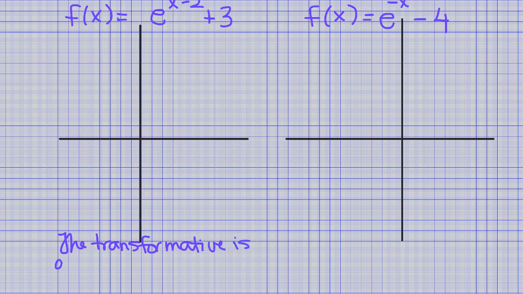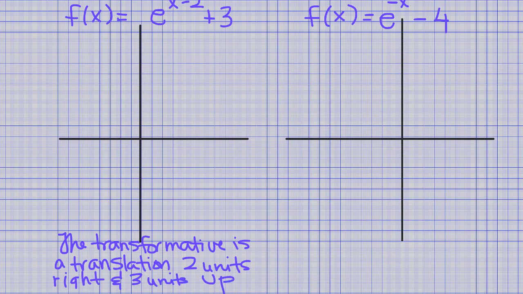is a translation two units right and 3 units up. Okay, so we need to figure out where the asymptote is, because it's easier to graph the rest of it if we know where the asymptote is.